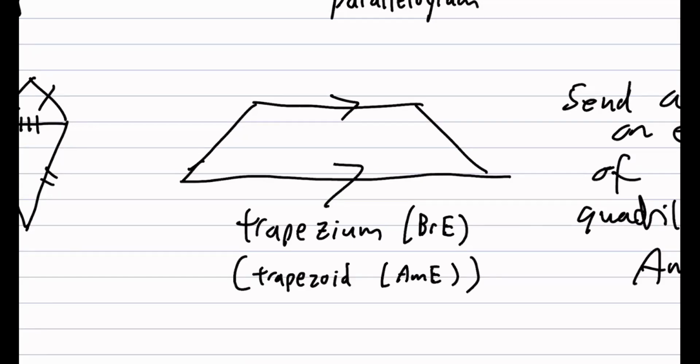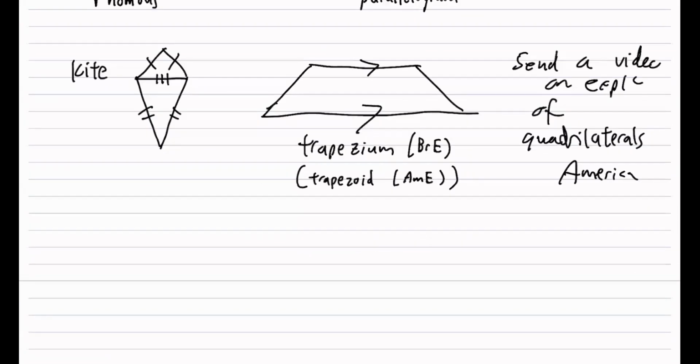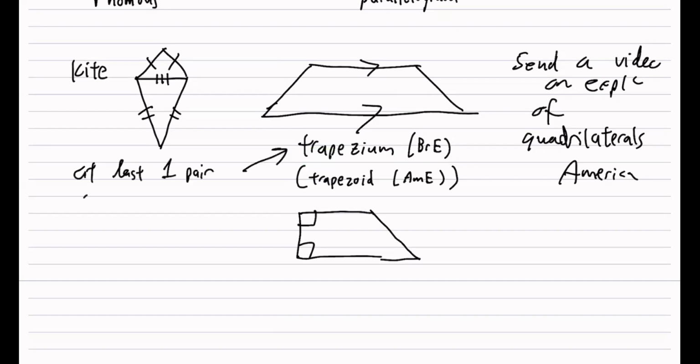Then some textbooks even mention that a trapezium must have a 90 degrees. I totally disagree with that. 90 degrees here is not required. For trapezium, the definition is at least one pair of parallel sides. At least. I'm not saying only one pair. I'm saying at least. So you can have one pair or you can even have two pairs.